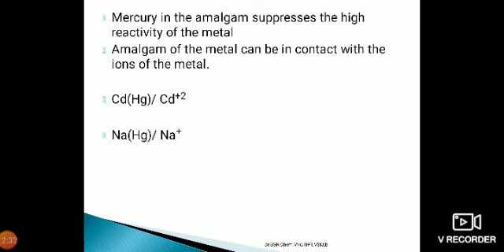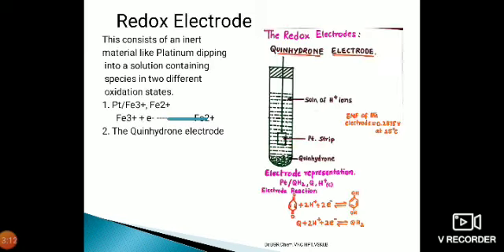Mercury in the amalgam suppresses the high reactivity of the metal, and the amalgam of the metal can be in contact with the ions of the metal. So we can represent an amalgam electrode. Here we have taken two examples: first one is the cadmium amalgam electrode, second one is the sodium amalgam electrode. Representation: Cd(Hg) | Cd2+, cadmium amalgam placed in contact with cadmium ions. Like the sodium amalgam, Na(Hg) | Na+, so sodium amalgam is in contact with sodium ions.